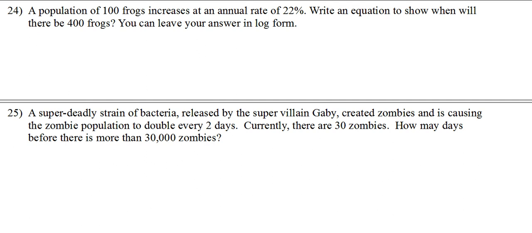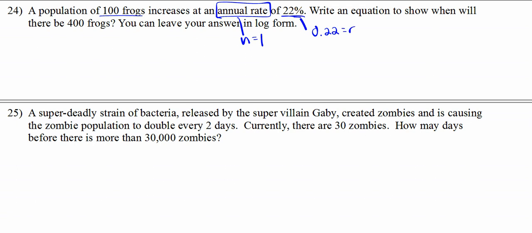I'm going to help set up 24 and 25 for you. We may not solve them all the way down, but I'll at least help you make sure you get the equation correctly. We have a starting amount of frogs that's increasing at an annual rate of 22%. That's 0.22.